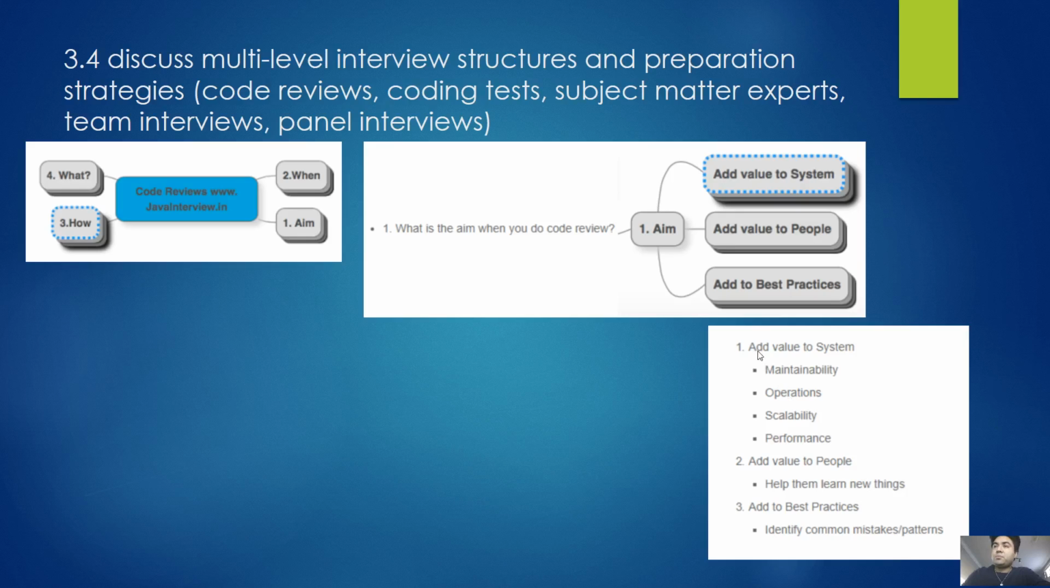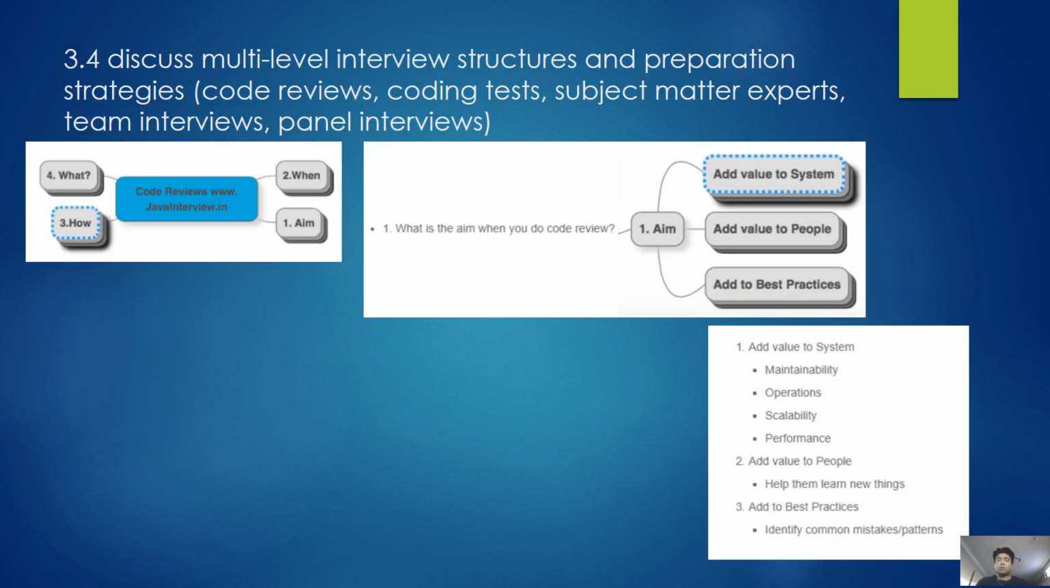In this case, for example, add value to systems, and we will be talking about maintainability, operation, scalability, and performance. Or the second, add value to the people, means that the interviewer can ask about helping, about learning new things. And the third one can be identifying common mistakes and patterns.